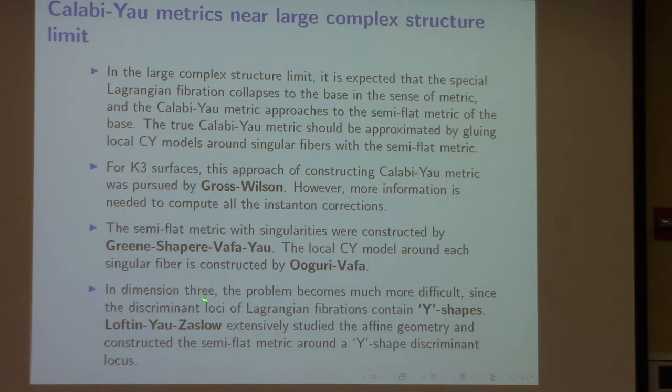In the dimension-free problem, we have to deal with the discriminant locus of the Lagrangian fibration, which contains Y6. My former student Lofton, Safra, and myself have studied the R5 geometry and the semi-flat metric around the Y6 discriminant locus. But it's still not good enough to understand this whole subject near the singularity. So we hope to explore this much more.